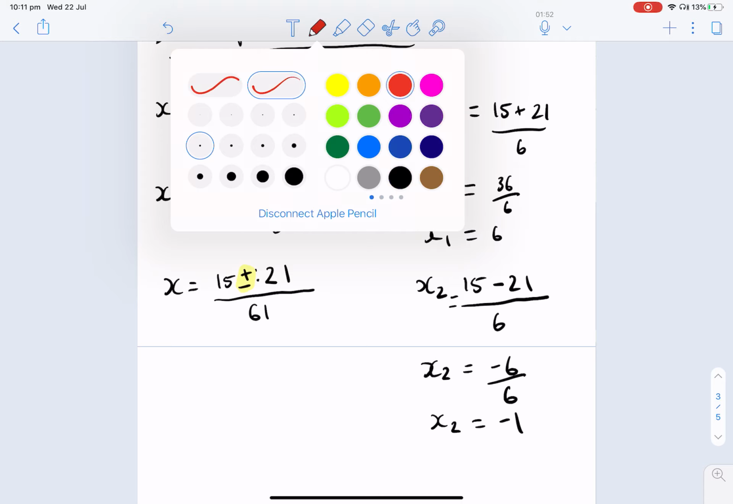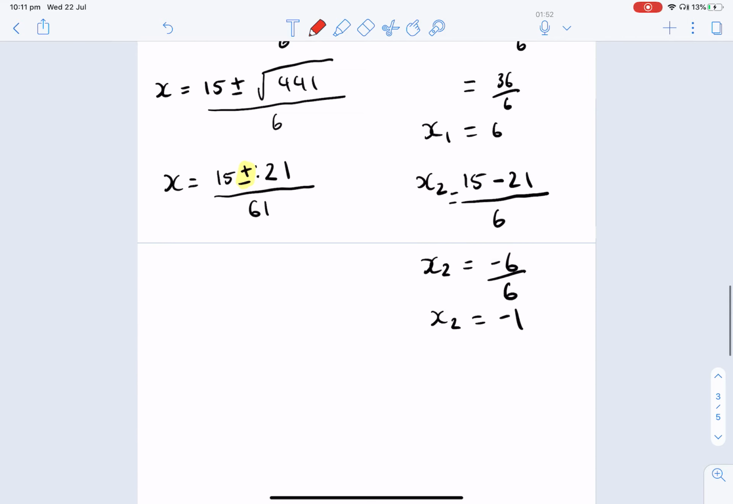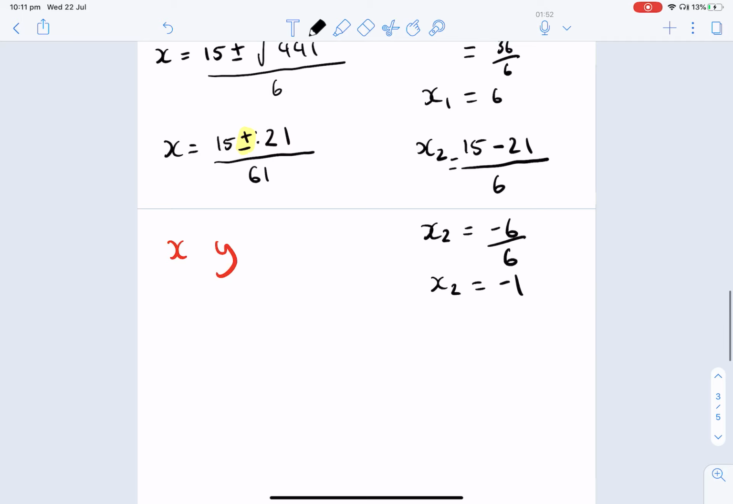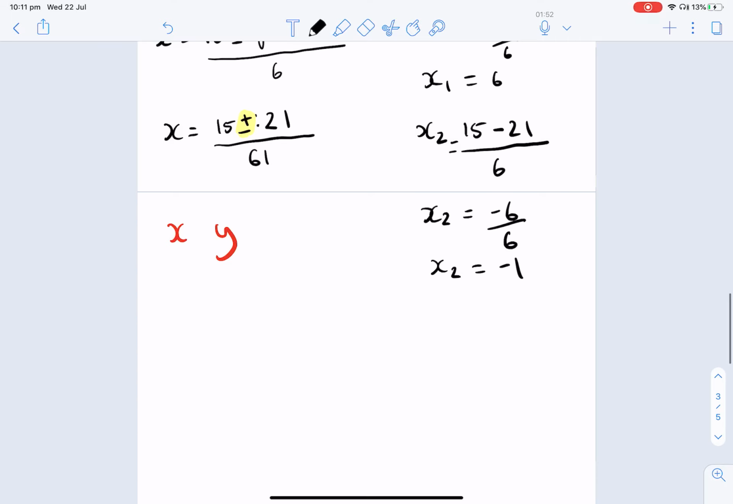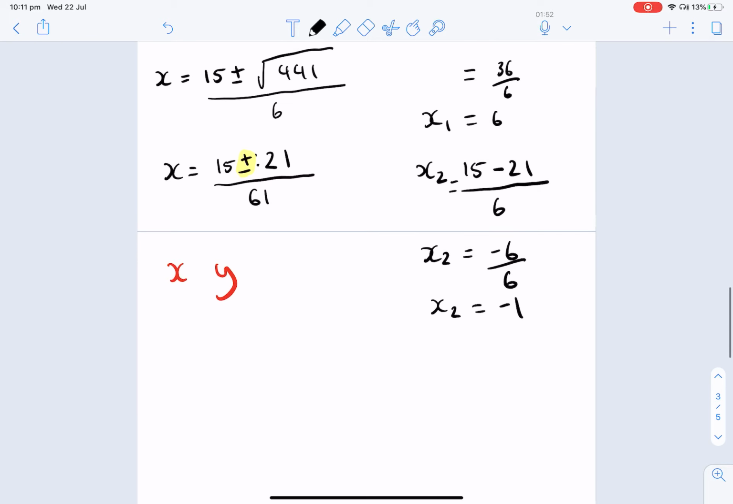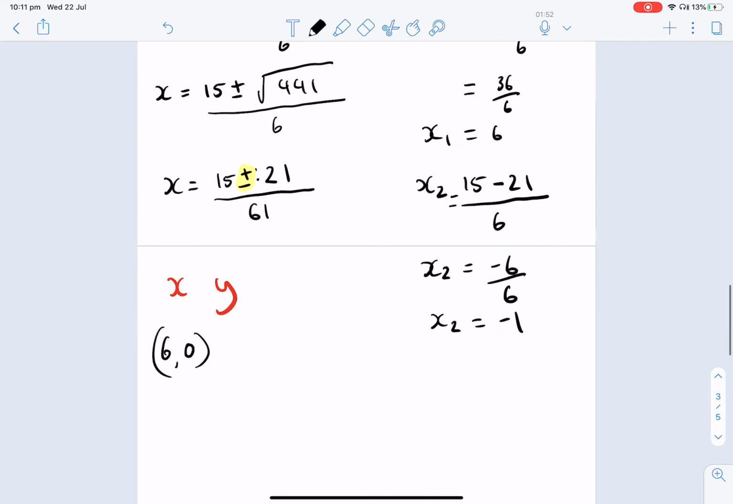So remember, when we're talking about these values, we're talking about our x and our y coordinates. We found the two x values, and we remembered before that at the x-intercept, y equals 0. So our two intercepts are going to be 6 and 0, and then our next one is going to be negative 1 and 0.